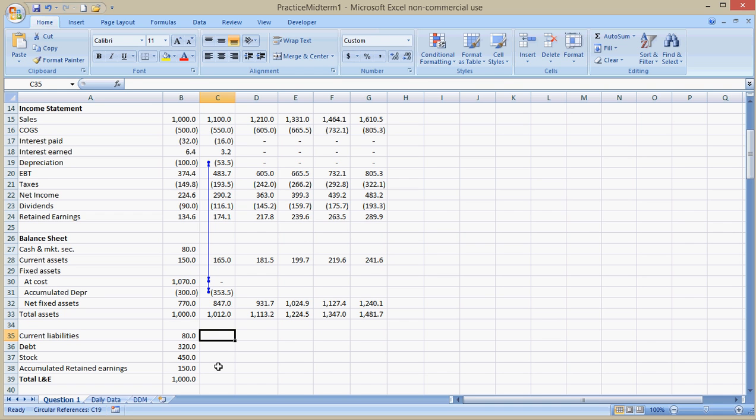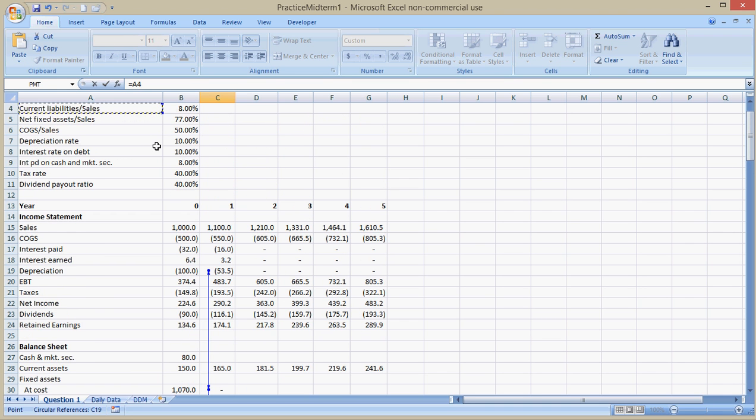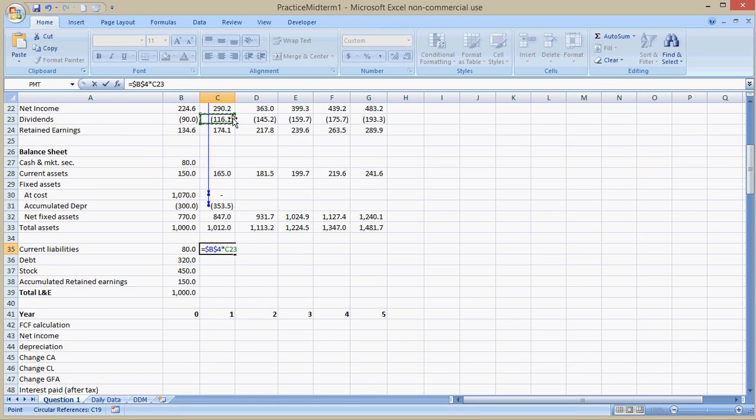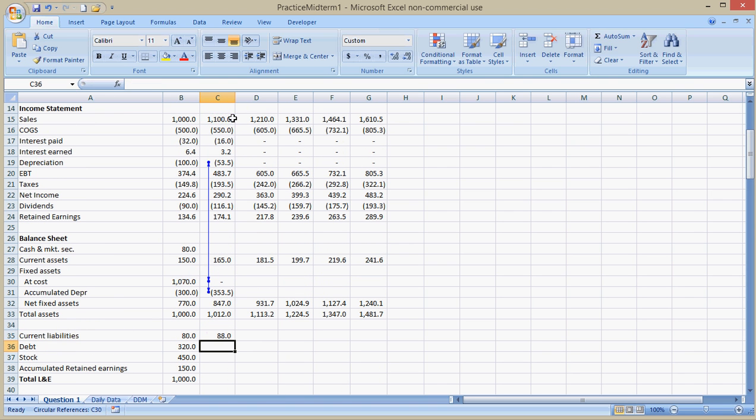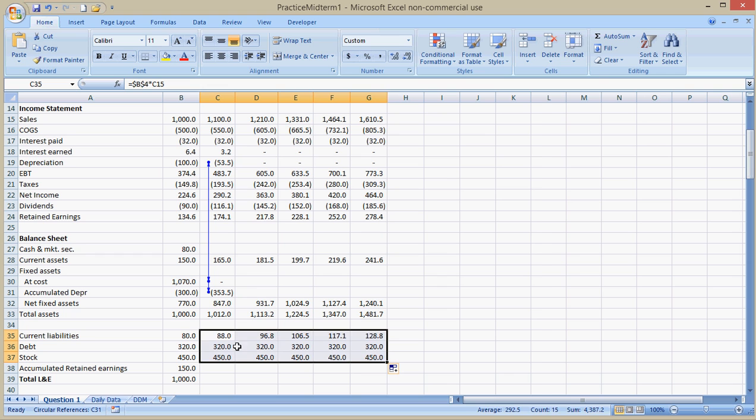Next, current liabilities, they are as a percent of sales. So there they are. F4 times sales. And debt and stock, we're making the assumption here, for this particular case, it doesn't always happen, that they're not going to issue any more debt or any more stock. So their debt and their stock or their equity are going to stay the same. So now I can copy these across. With a spreadsheet, you're always going to have a plug number. Well, what is that plug number going to be? In this case, we're going to make it cash.